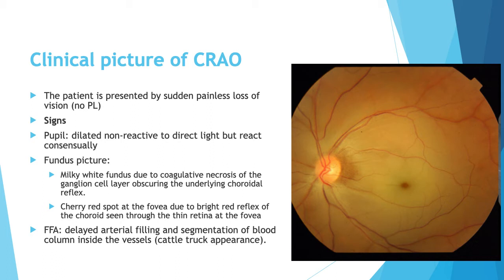But looking at the fundus, it's not red anymore. There is a milky white retina, with whitish coloration at the central part of the eye, with a cherry red spot, a red spot in the center. This whitish coloration is because of thickening of the retina, coagulative necrosis, or early edema of the retina, which obscures the color of the choroid. Why this red color in the center, which we call the cherry red spot? Because we can still see the color of the choroid through the thin fovea, where there are no layers, only the retinal pigment epithelium and photoreceptors, and that's why we can see the cherry red spot.